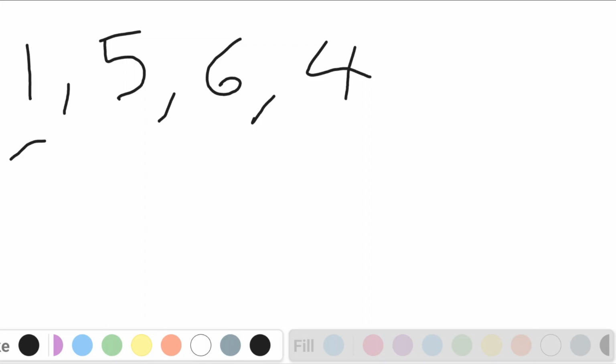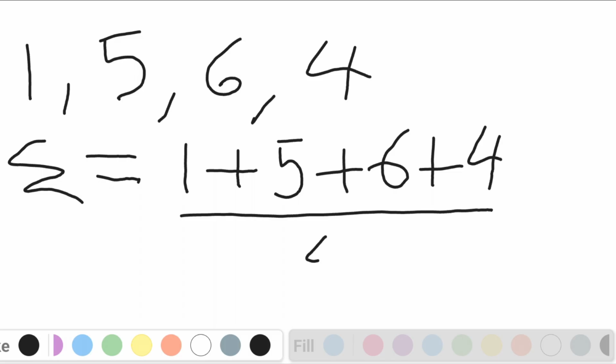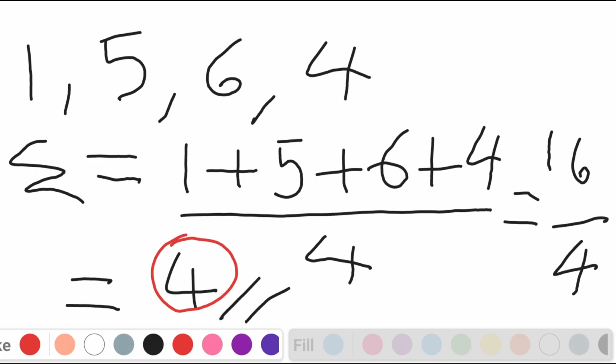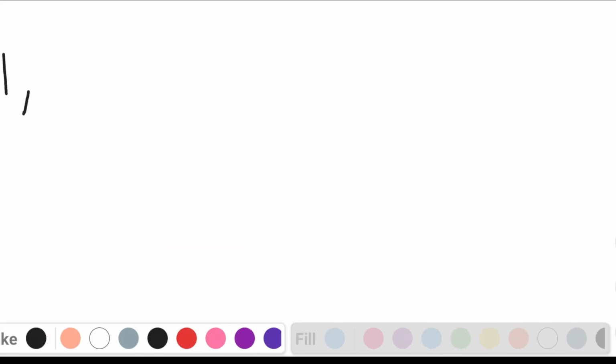So we have a sequence like this with 4 numbers. If we want to find the simple average, we have to do 1 plus 5 plus 6 plus 4 divided over 4 numbers. So we have 16 divided by 4, so 4 is the answer for a simple moving average.